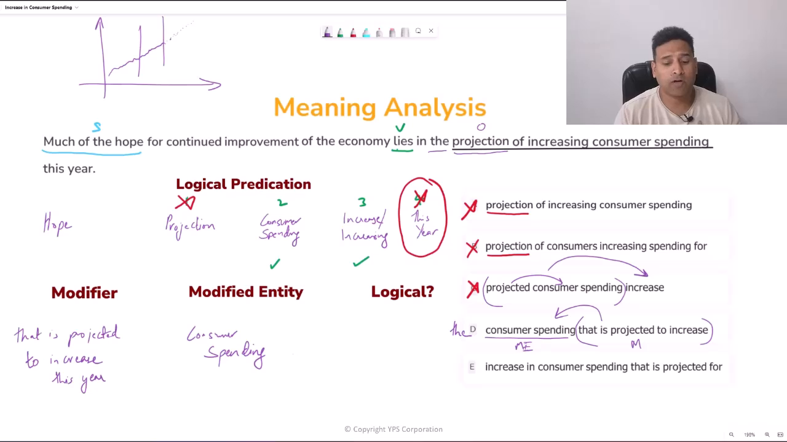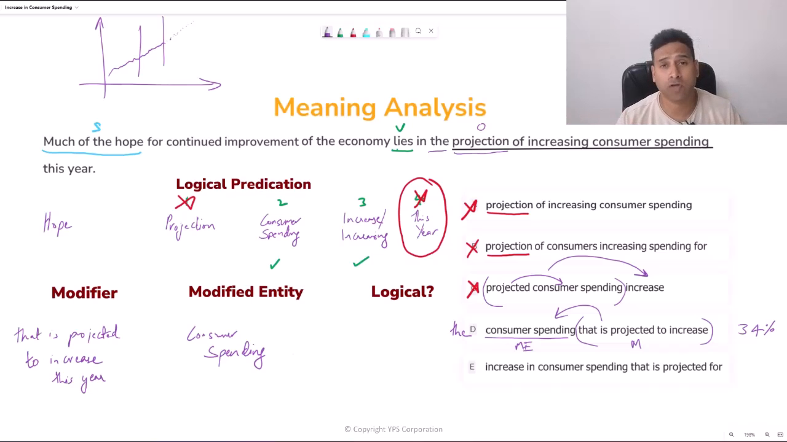So much of the hope for continued improvement in the economy lies in the consumer spending that is projected to increase. Now, on the surface, this looks correct both logically and grammatically. Mind you guys, 34% have settled for this answer choice, right? Which is a very, very large percentage. So what is it that they miss? Where is it that they're faltering? Well, the answer is, what kind of information does this relative clause provide? Right, and you must have come across us using this term a lot, and even people using this indiscriminately on forums.